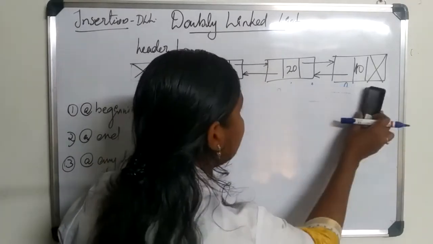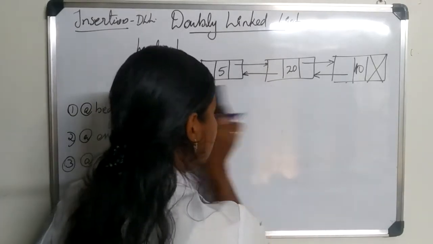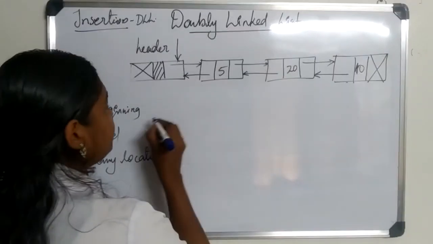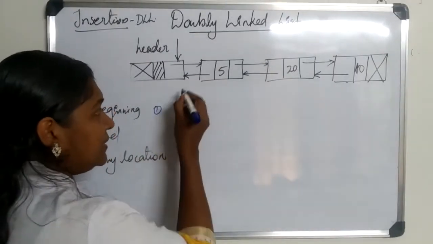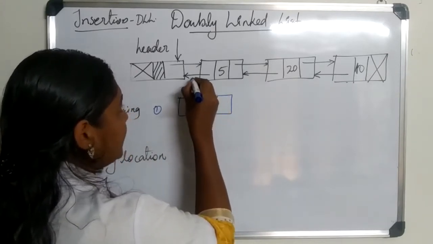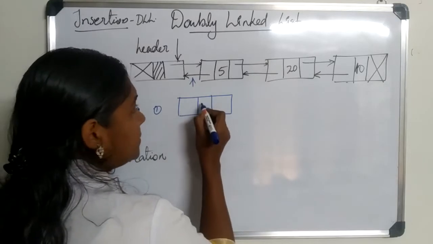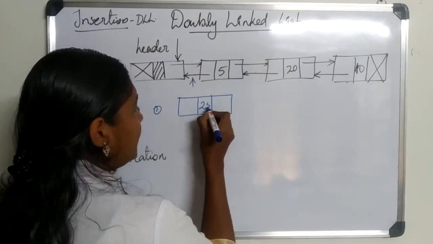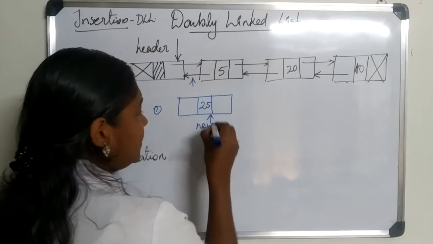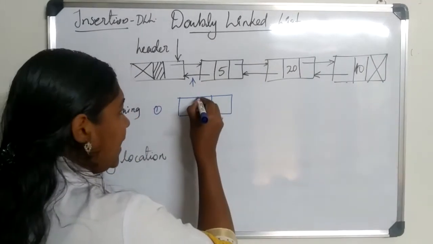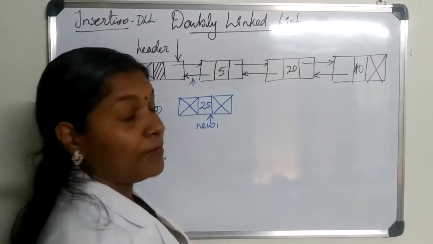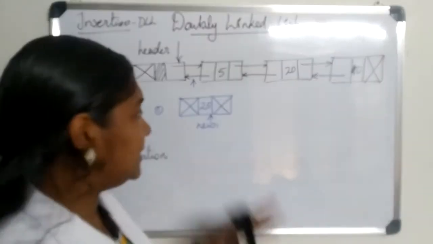Then we'll show the three cases of insertion pictorially in the same diagram. First case, insert at beginning. In insert at beginning, we would be entering our node here. Let's have a value 25, and this is our node new one. I provided that name, and we set initially both the next and previous links as null.